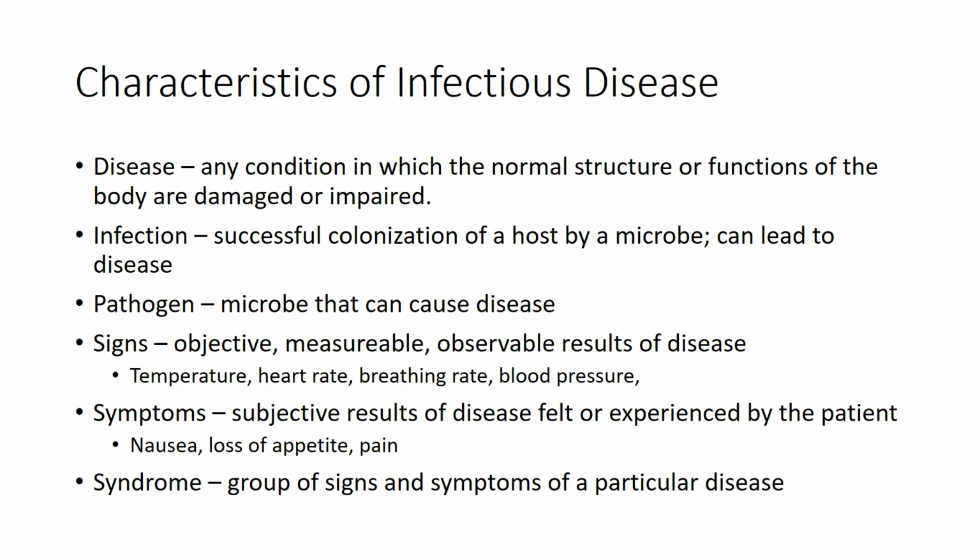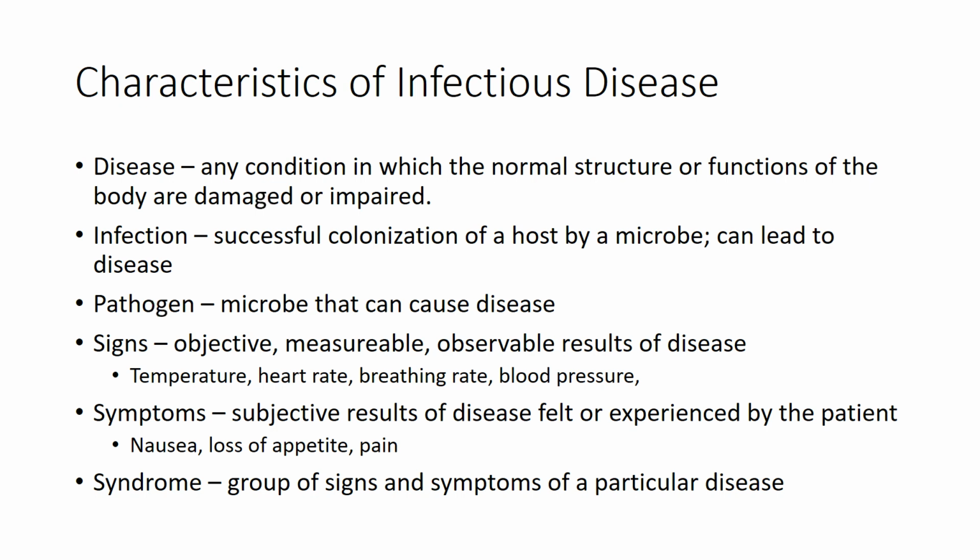So jumping right in, let's first look at different characteristics of infectious diseases. If we're going to spend a chapter discussing diseases, we need to make sure we understand what the difference between a disease and an infection is. A disease is any condition in which the normal structure or functions of the body are damaged or impaired. A disease can be caused by an infection, but there are other causes of disease. There are genetic diseases. There are accidents that can lead to different diseases.